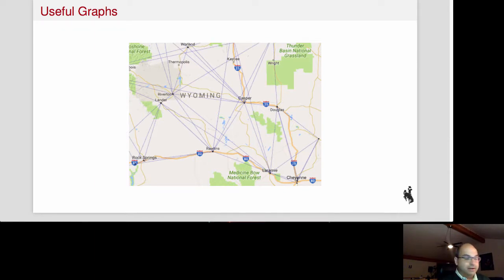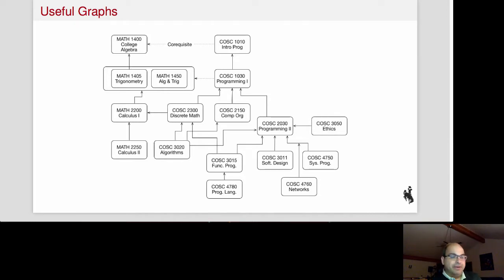We have other kinds of graphs. Here is a dependency graph. This is a graph that tells you what courses you have to take before what other courses. So here we are, discrete math. And according to this, you have to take discrete math before algorithms, before functional programming, and after 1030. Okay, so that's the dependency graph. The reason that it needs to be a graph is that, for example, 3020 has several parents. It needs 2300, but it also needs 2150.